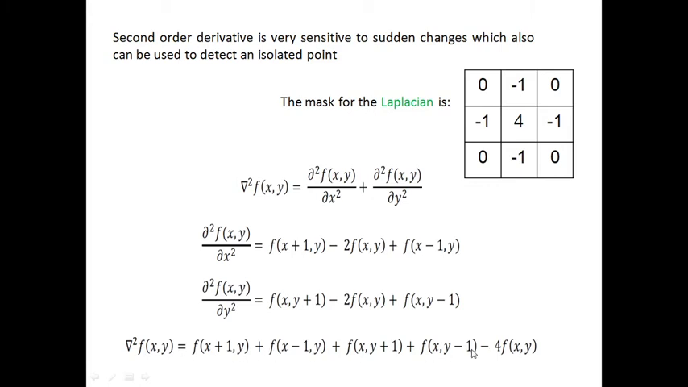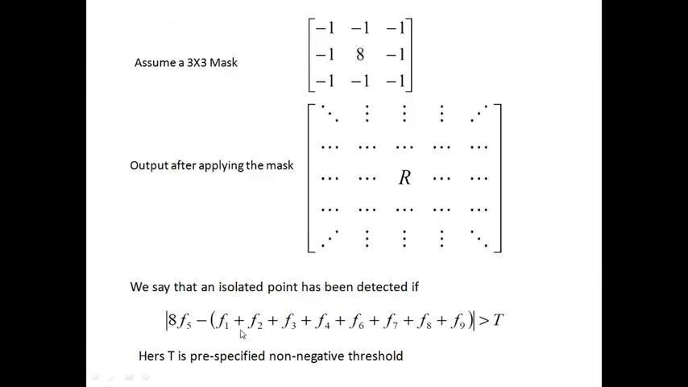Ultimately I am getting the same value here, that is f of x plus 1 comma y plus f of x minus 1 comma y plus f of x comma y plus 1 plus f of x comma y minus 1 minus 4 times f of x comma y. So this equation is also helpful for me to find out the isolated point in the image. Why? Because this equation is resembling the same, right? Like f5 minus the summation of all these pixel values, if it is greater than the threshold, I can detect a point in the image.